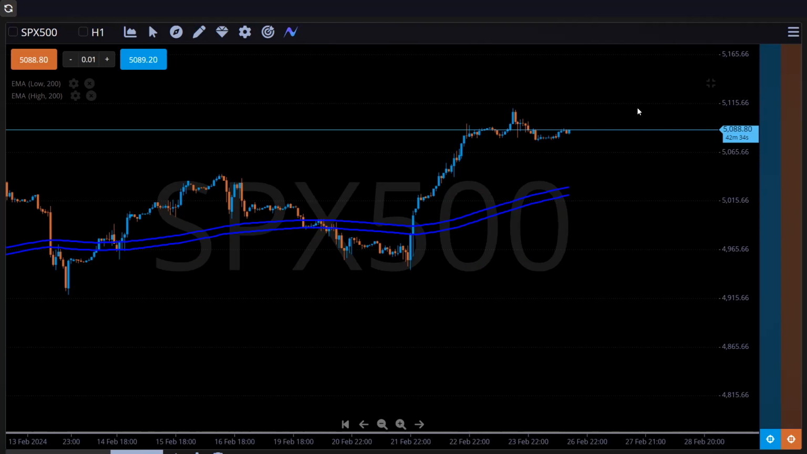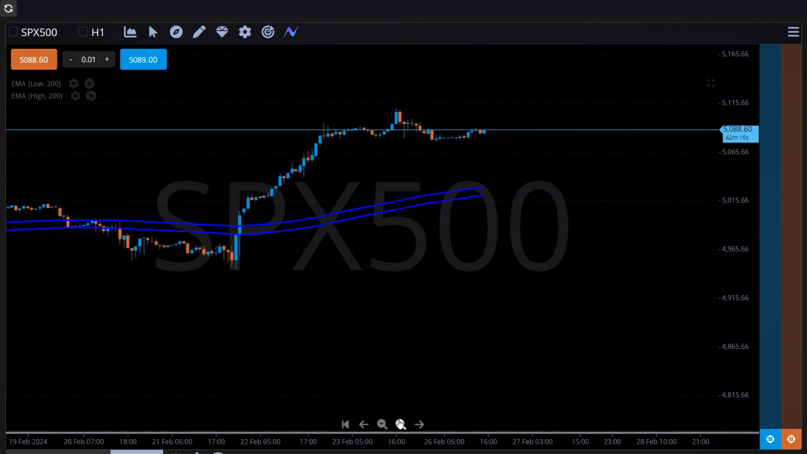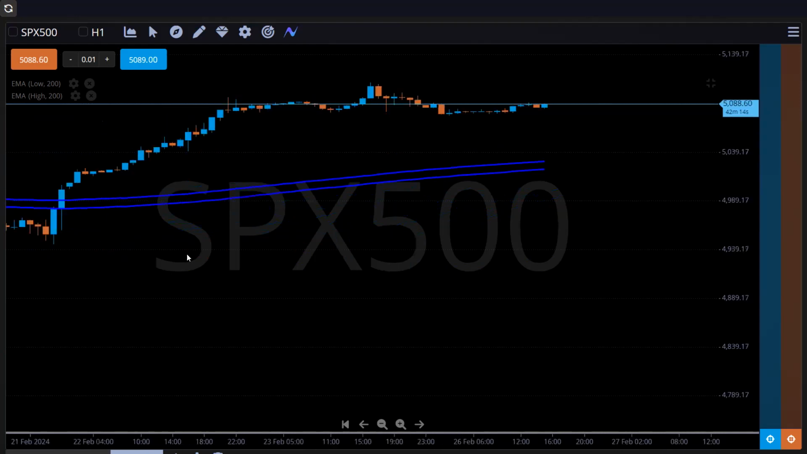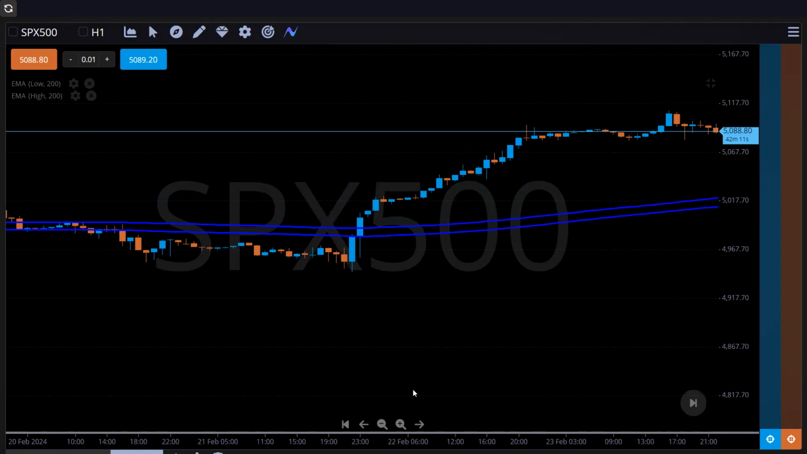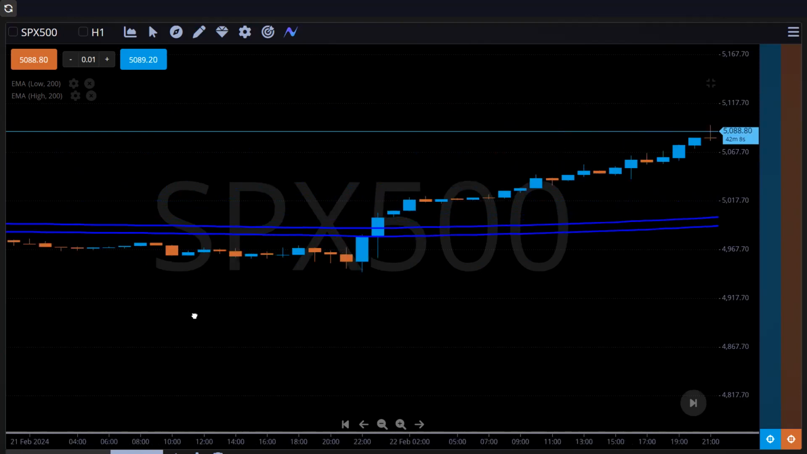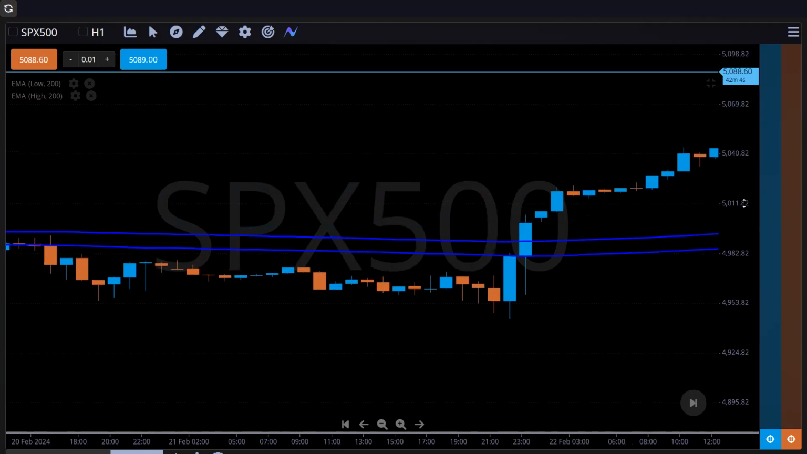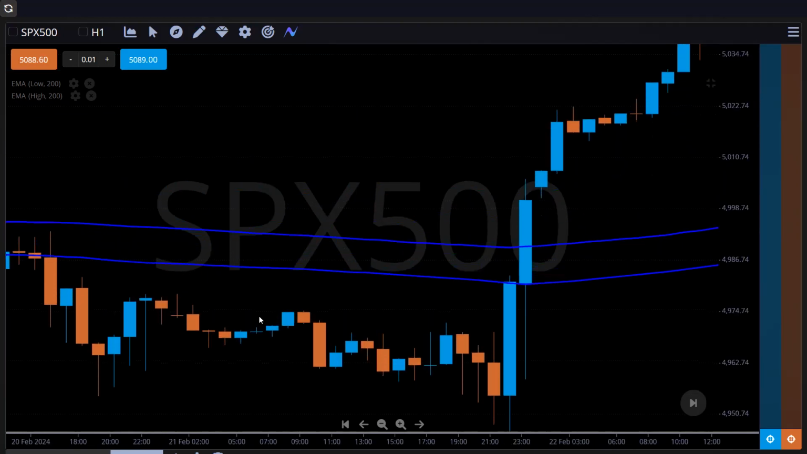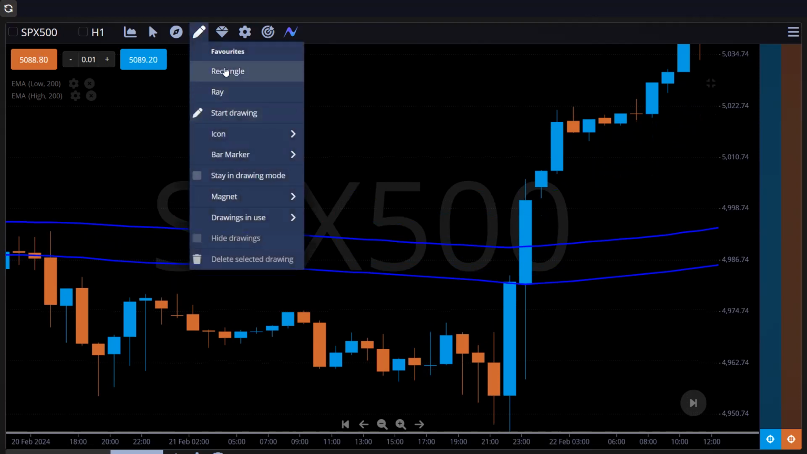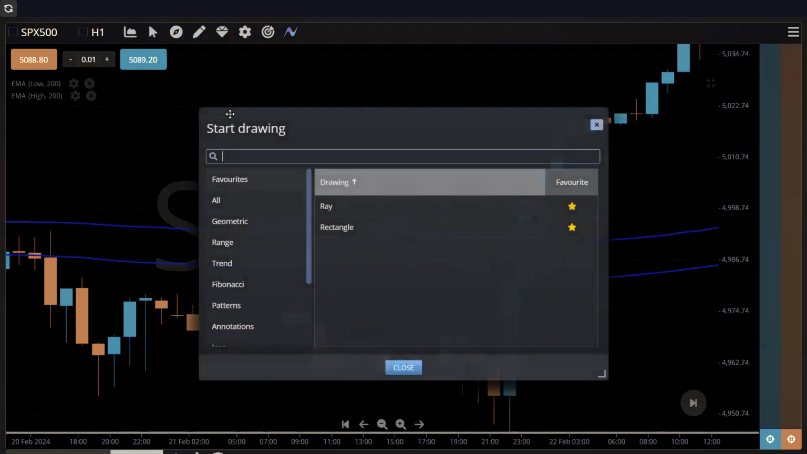First thing we do is look at the move. Here's the beginning of the move where it pushed. So I'm zooming all the way in. And I'm going to start at this consolidation. So here's where the consolidation started. Drawings. So this pencil. If you don't have anything set as a favorite, go to start drawing and type in what you're looking for, right? So I'm going to do a rectangle, which is already one of my favorites, but boom, I'm going to click it.